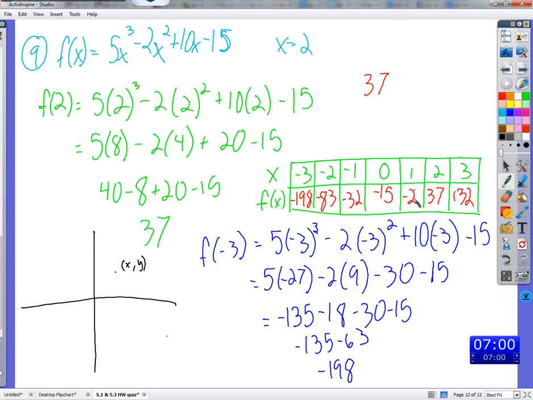If I put in this x of 1, I get out a y of negative 2. If I put in an x of 3, I get out a y of 132. So all those points could go on the graph. Now the end behavior, like I said, refers to the ends of the graph.